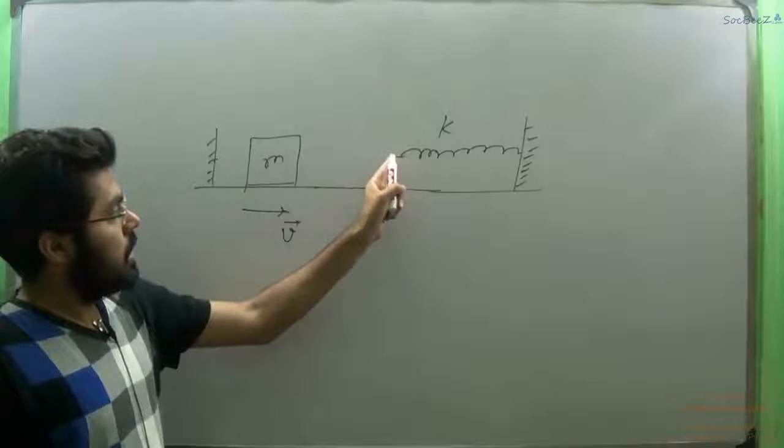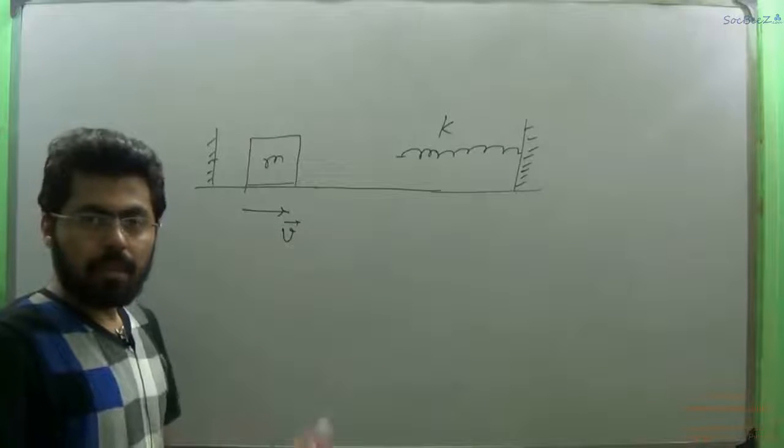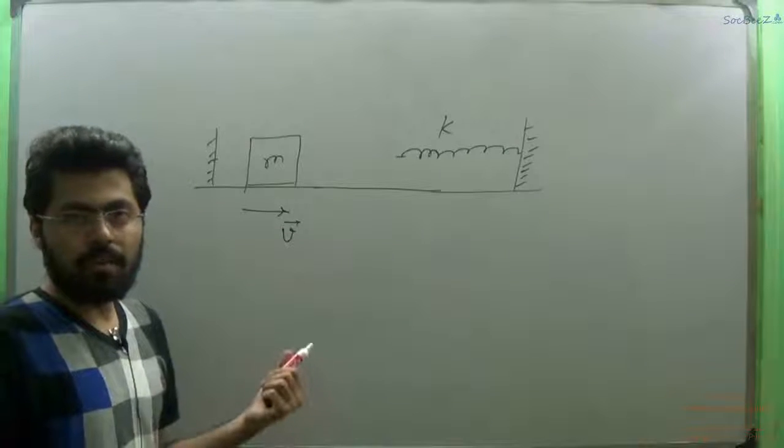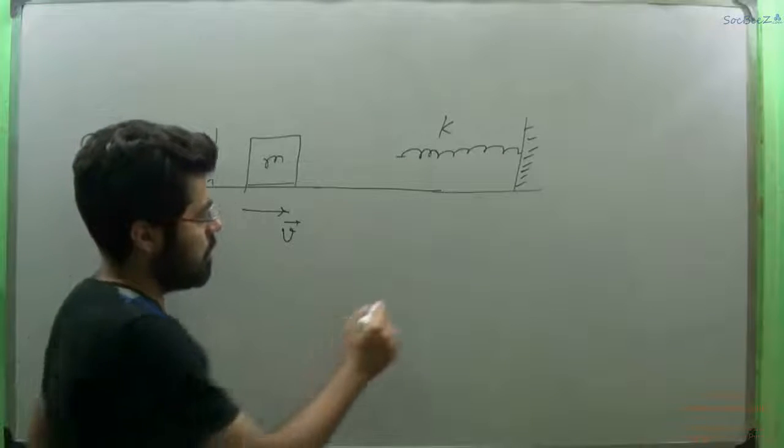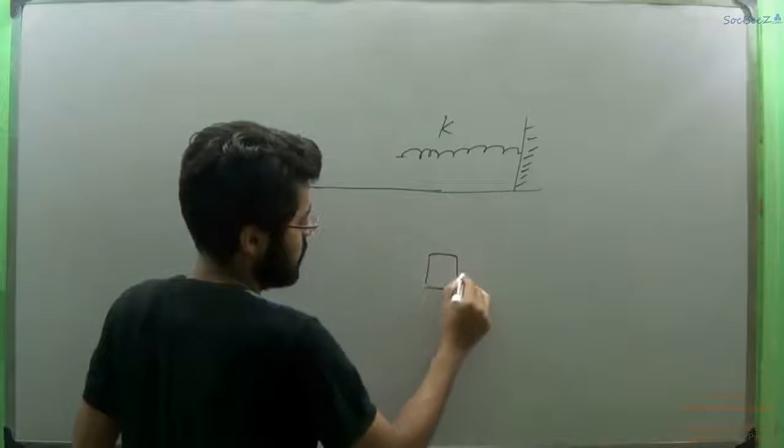So it will come and touch this spring. When it will touch the spring, at that time also it will have that velocity v. So it will push the spring. So after some time, the picture will be something like this.